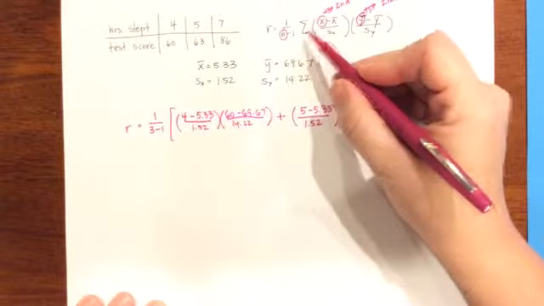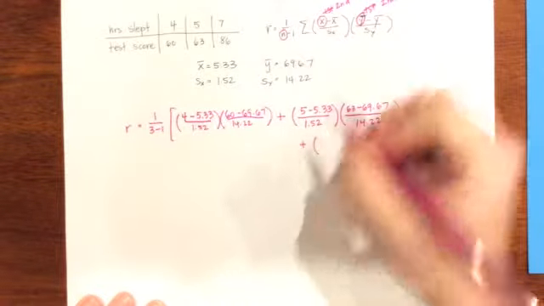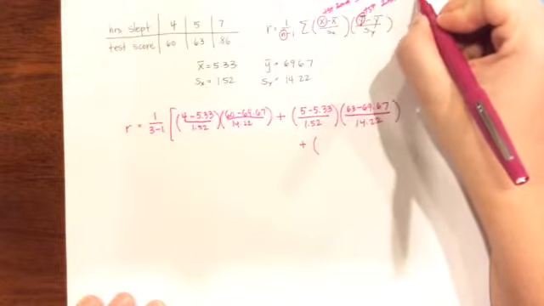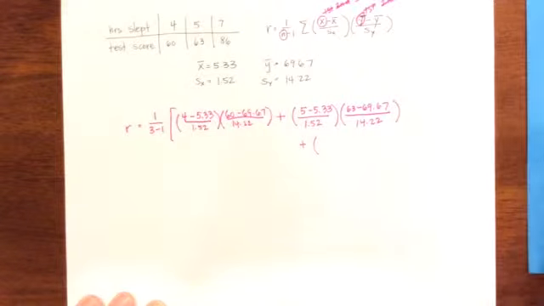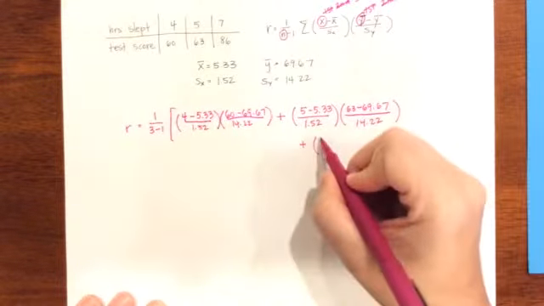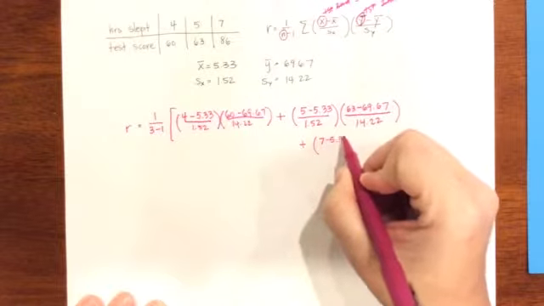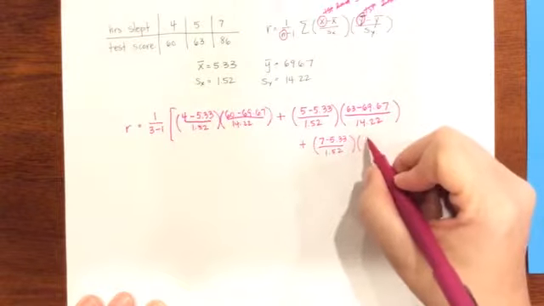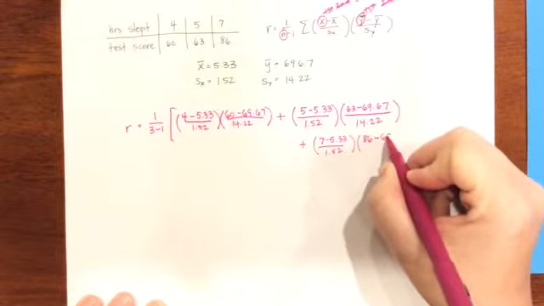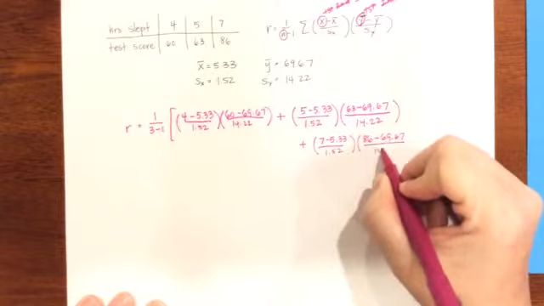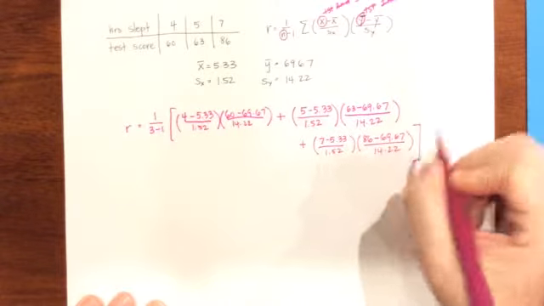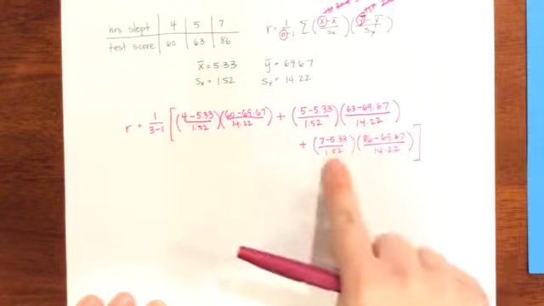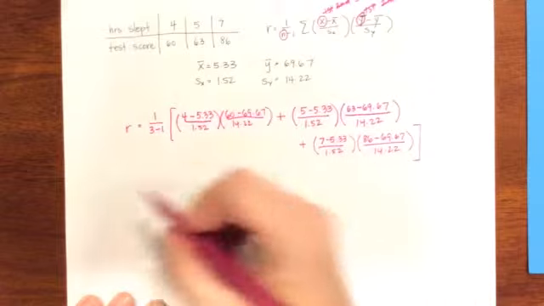Okay, and then we're going to do the sum again. And then we're going to take the sum of the third term. Hopefully you can see what I'm doing. The third term is 7 minus 5.33 over 1.52 times the third y term, which is 86 minus 69.67 over 14.22. Okay, so now you've done this equation for every single x and y. So every single x and y is represented here. Now you just have to do some arithmetic.